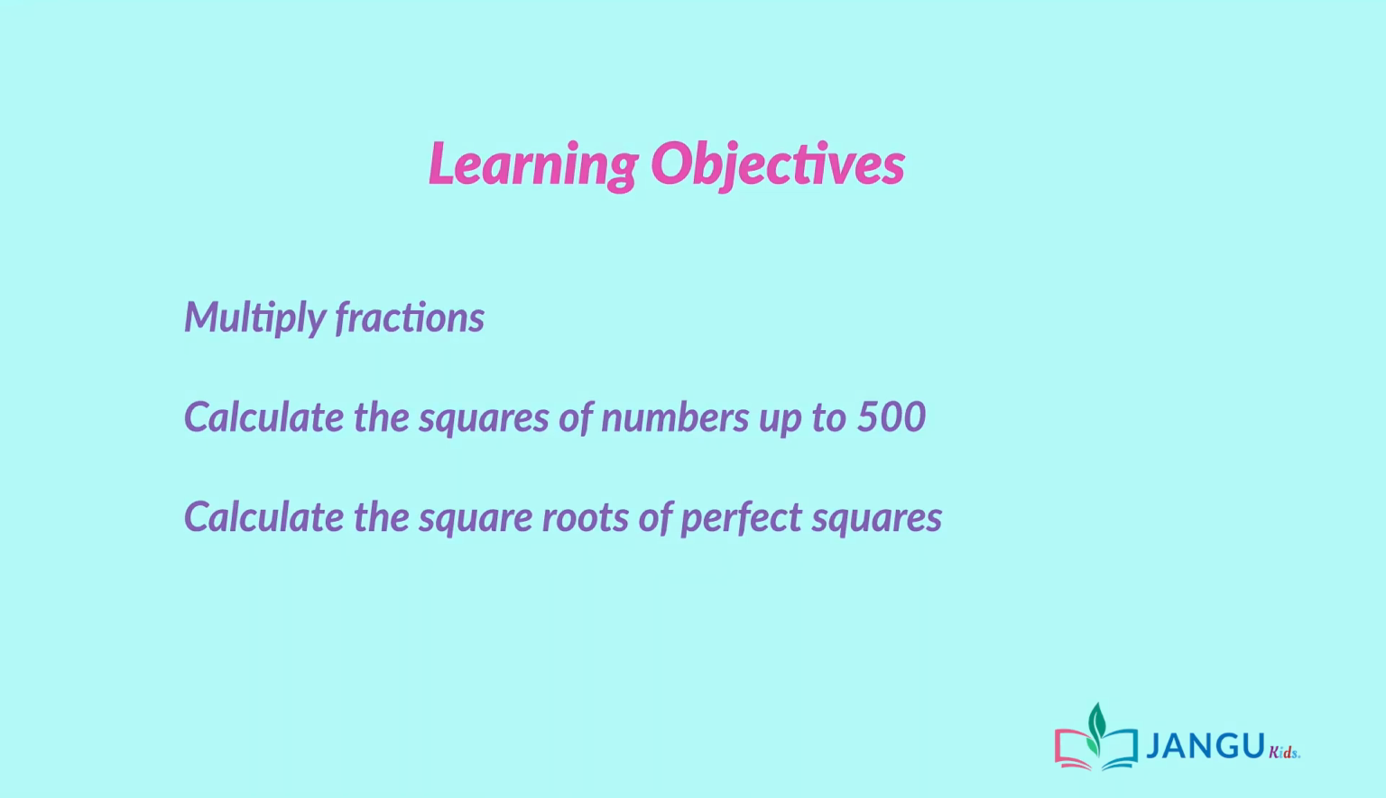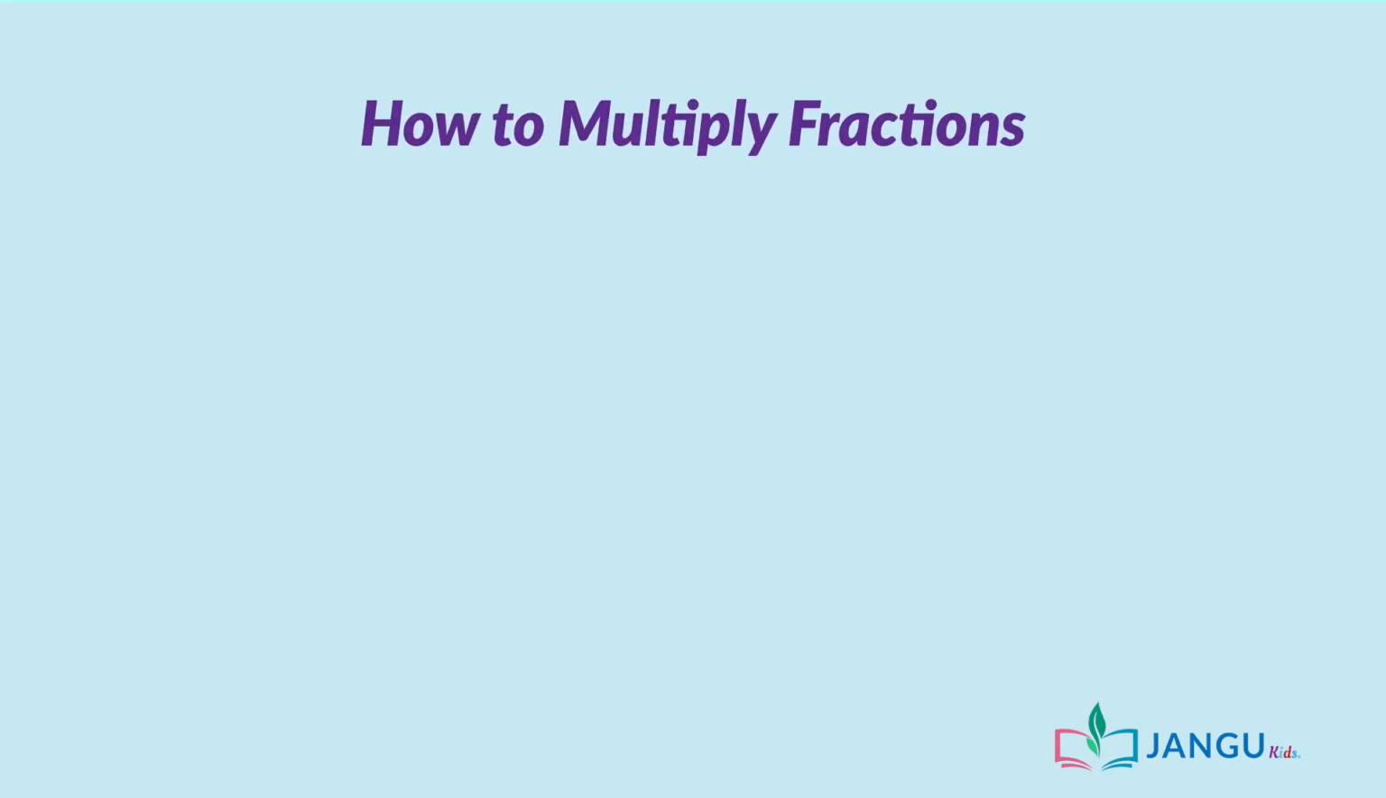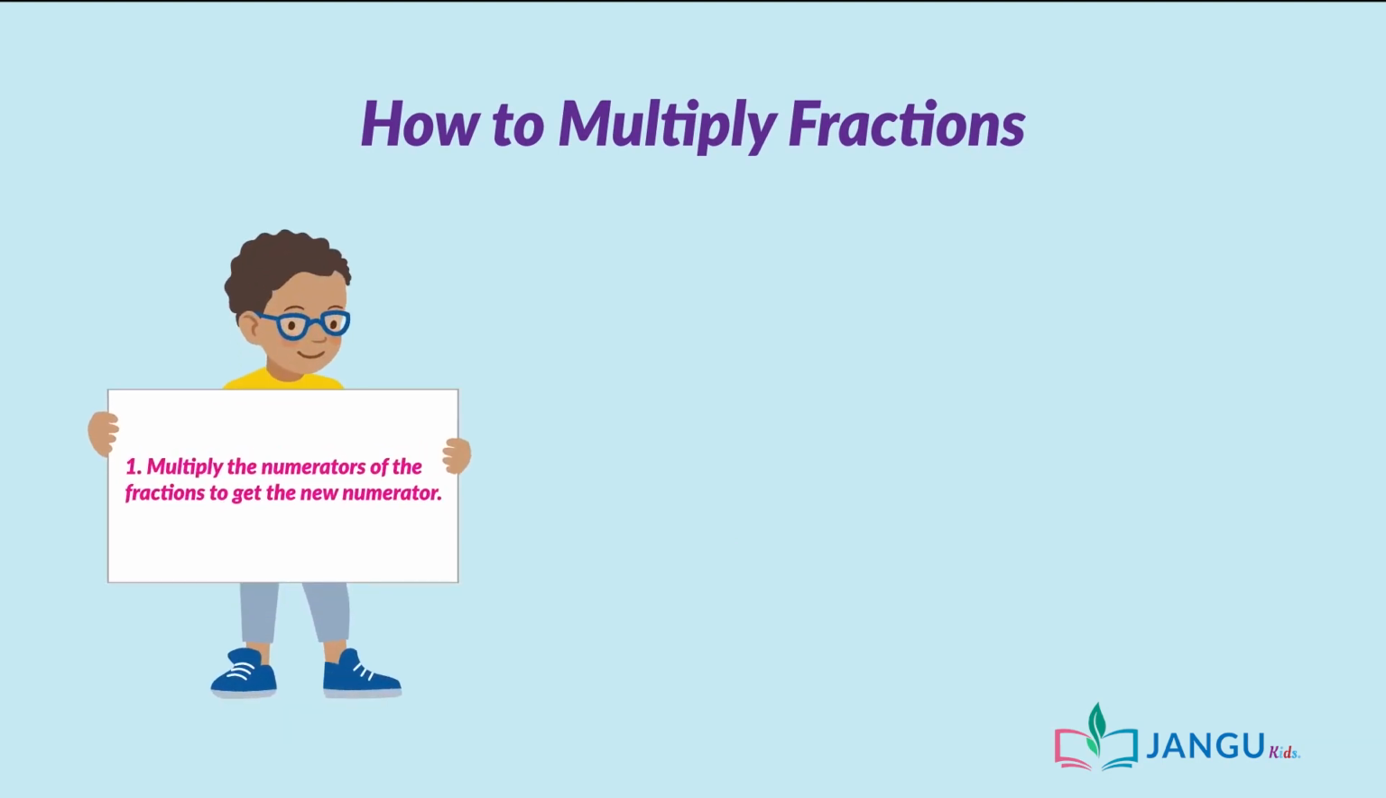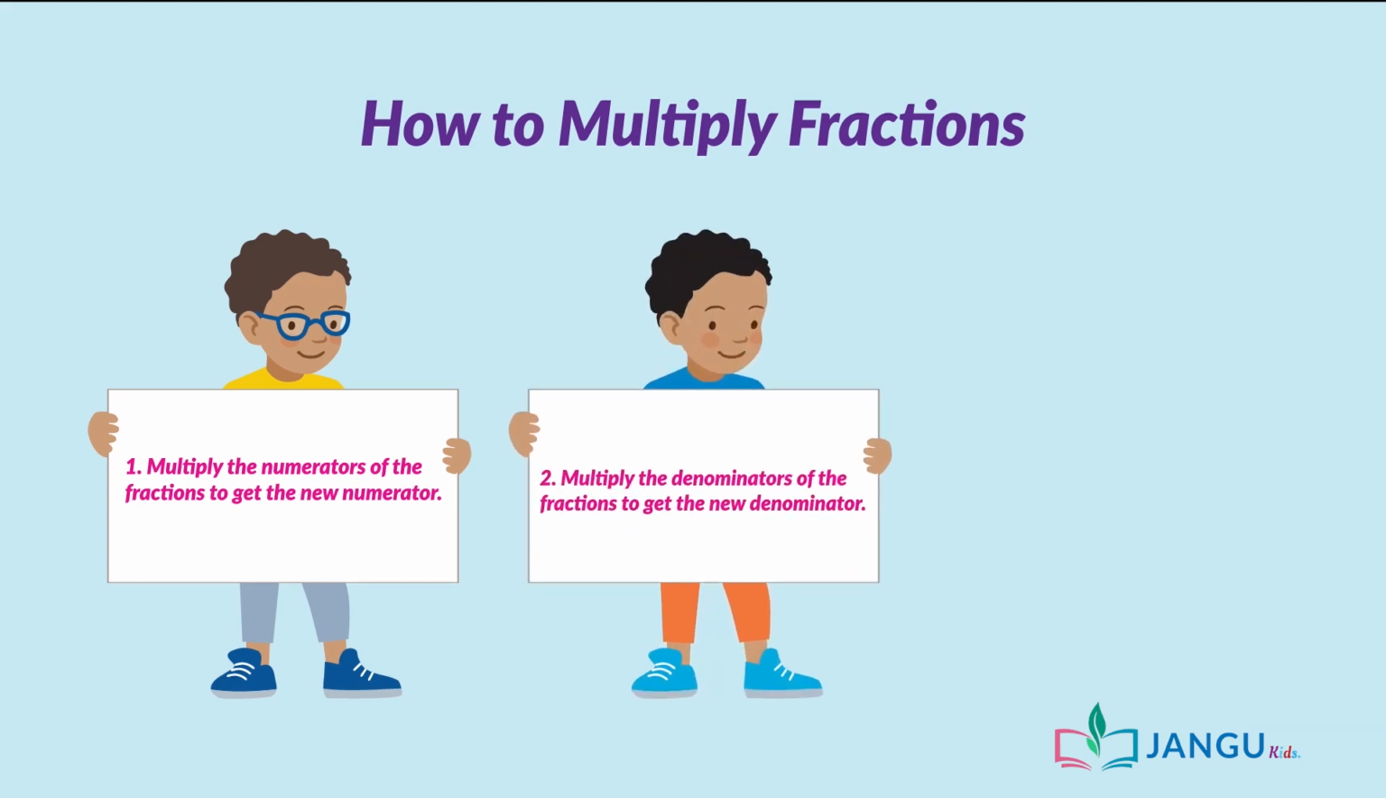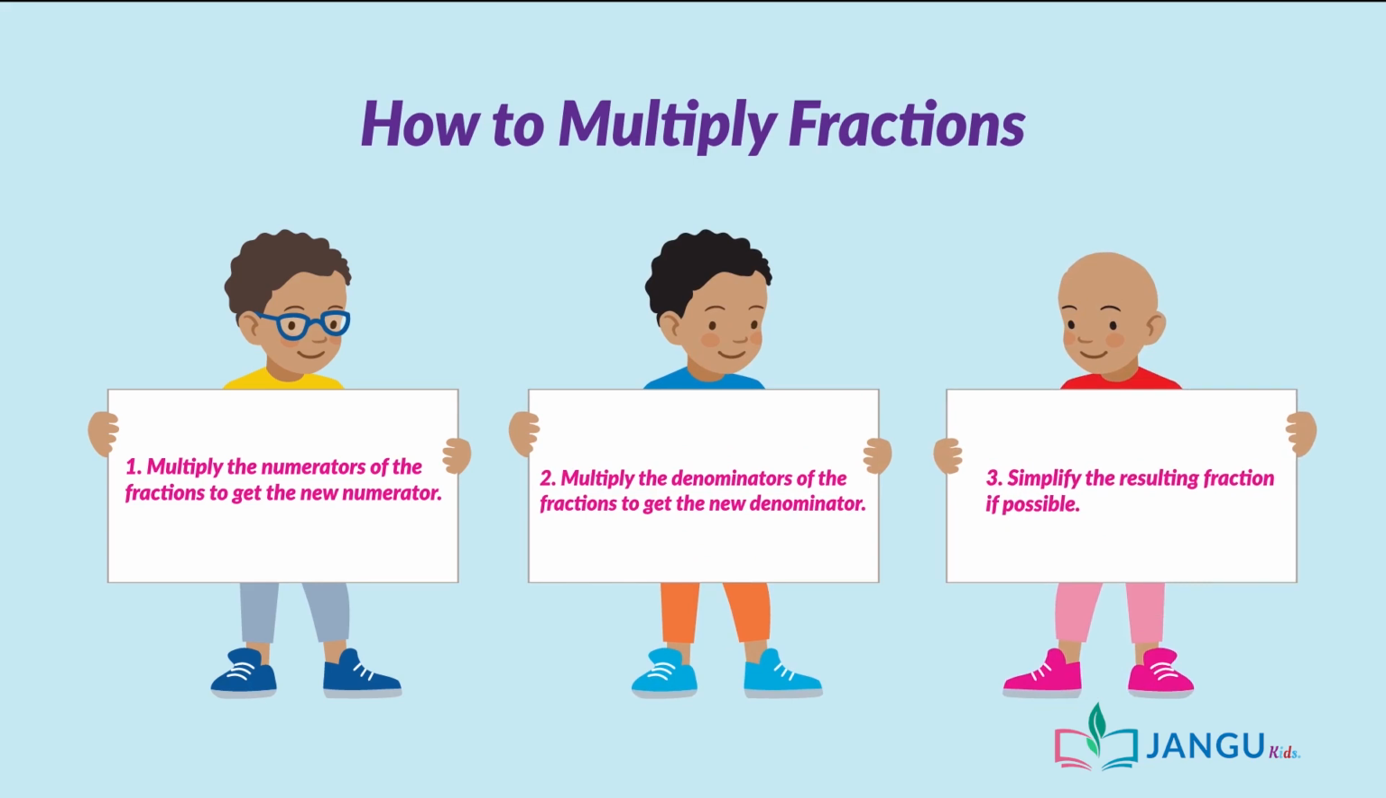Now first of all, let's look at multiplying fractions. So multiplying fractions can be done by following these steps. Number 1. Multiply the numerators of the fractions to get the new numerator. Multiply the denominators of the fractions to get the new denominator. Then you simplify the resulting fraction if possible. Now you see how easy that was?